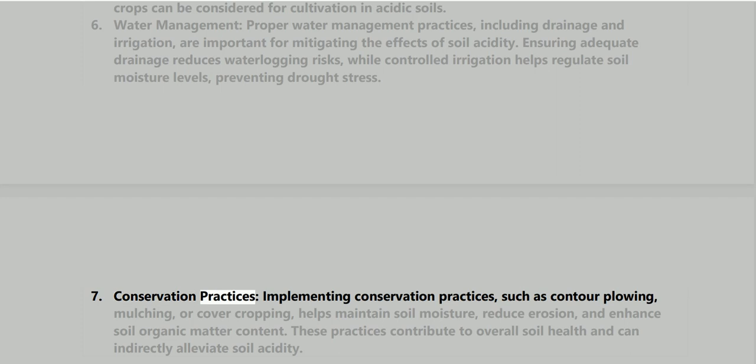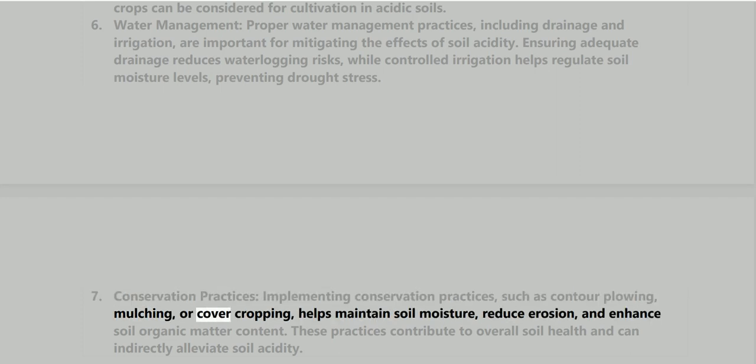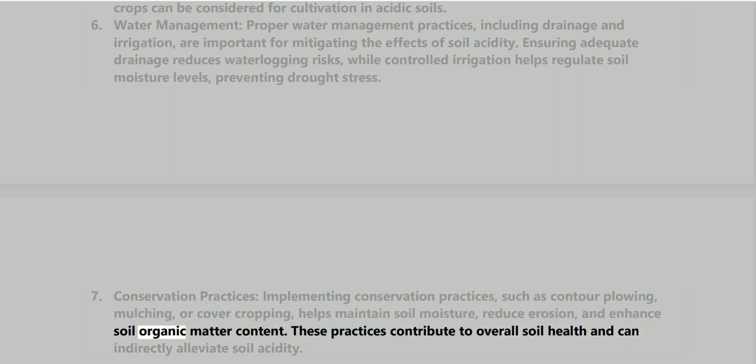7. Conservation practices. Implementing conservation practices, such as contour plowing, mulching, or cover cropping, helps maintain soil moisture, reduce erosion, and enhance soil organic matter content. These practices contribute to overall soil health and can indirectly alleviate soil acidity.